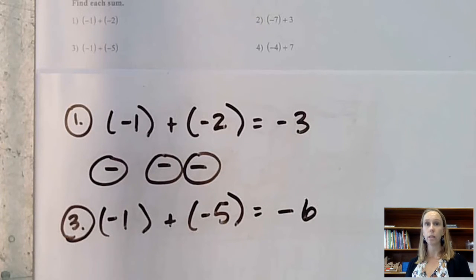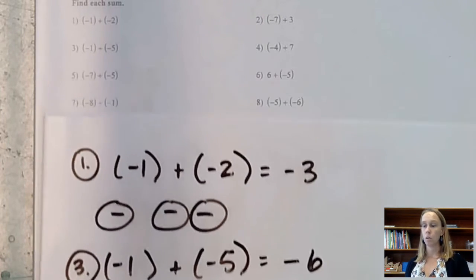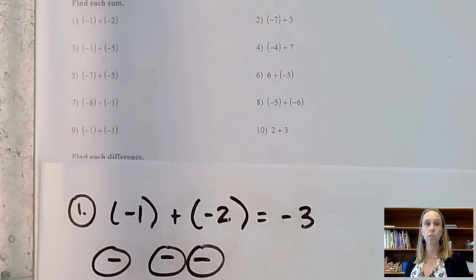So when the signs are the same in addition, all you have to do is add the 2 addends and keep that sign. So what I'd like for you to do now is pause the video and look at your worksheet, or look at mine, and try to do numbers 5, 7, and 9 on your own.